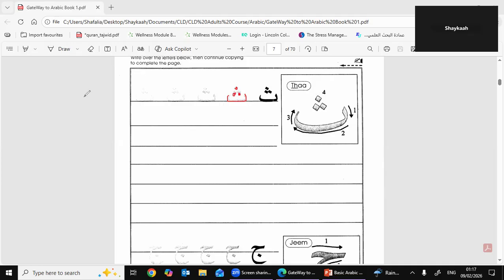Tha, tha, tha. So at this point, what you should do is try and memorize, keep writing these letters so you understand the difference between the ba, ta, and tha.